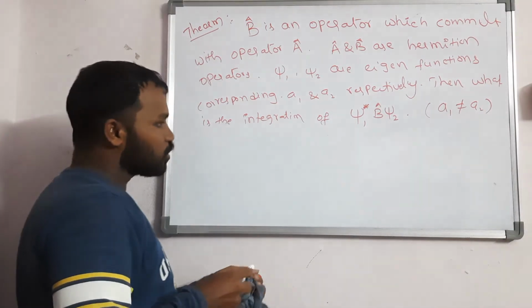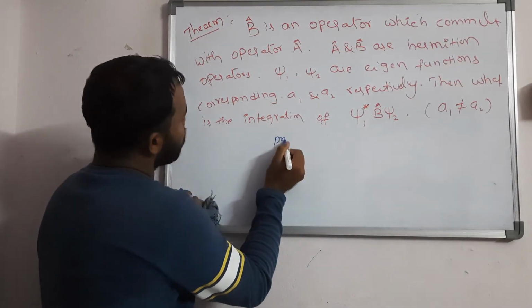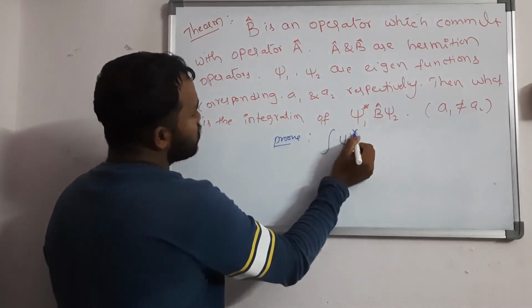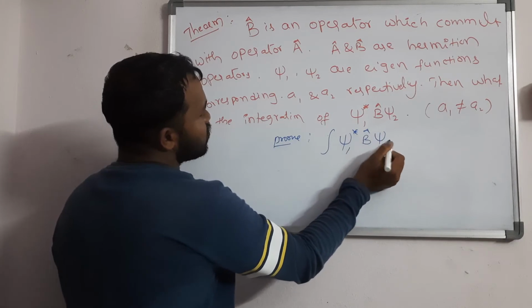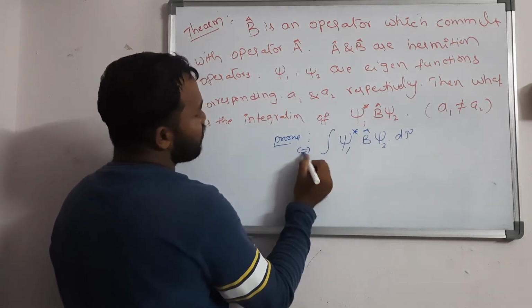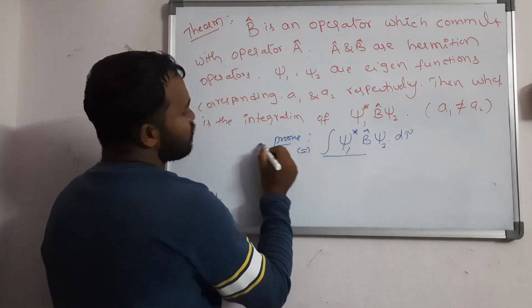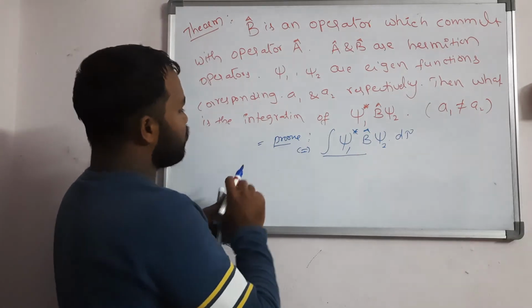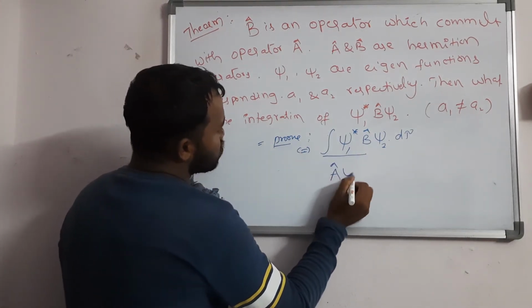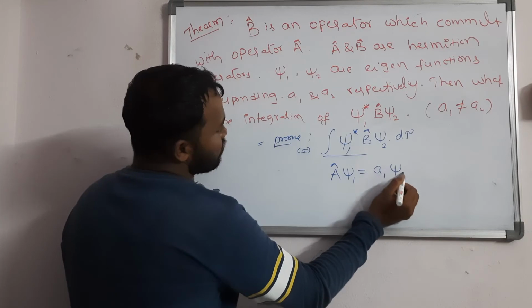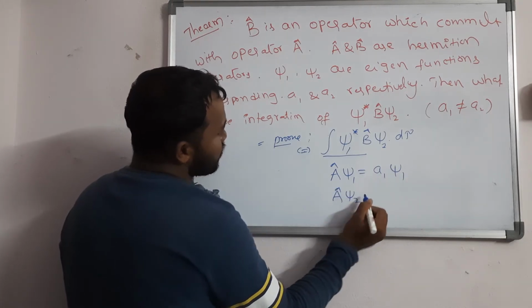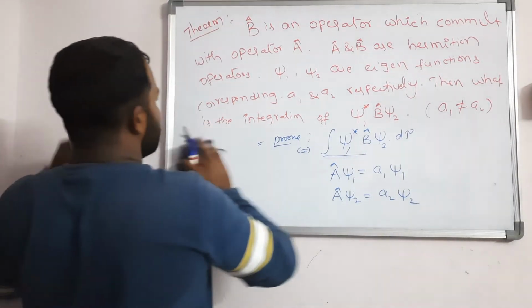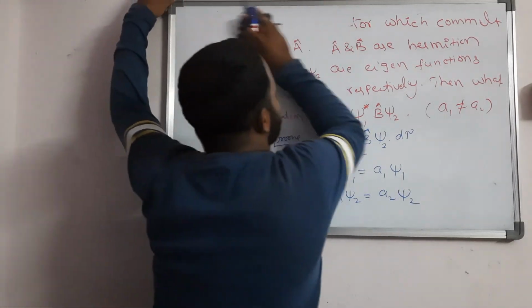So for this question we should prove what the integration of psi 1 star into B cap into psi 2 into d tau is. We should find out the value of this. What is the value we will get? We should prove that. So first, before going to this, we will write some equations. A cap into psi 1 is equal to A1 psi 1. A cap into psi 2 is equal to A2 psi 2. These are the two required equations I am going to write. Then consider the equation I am going to take.